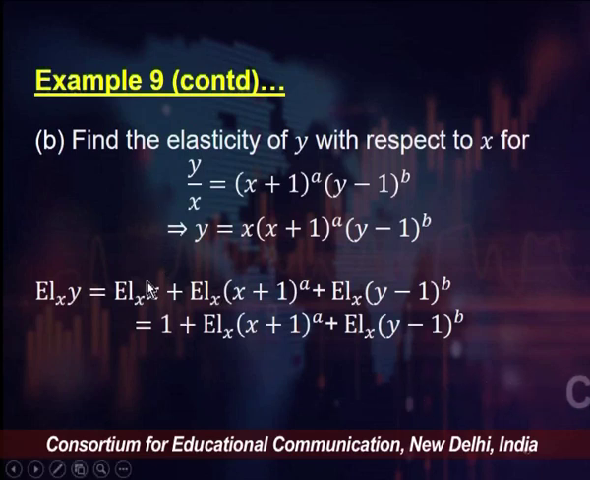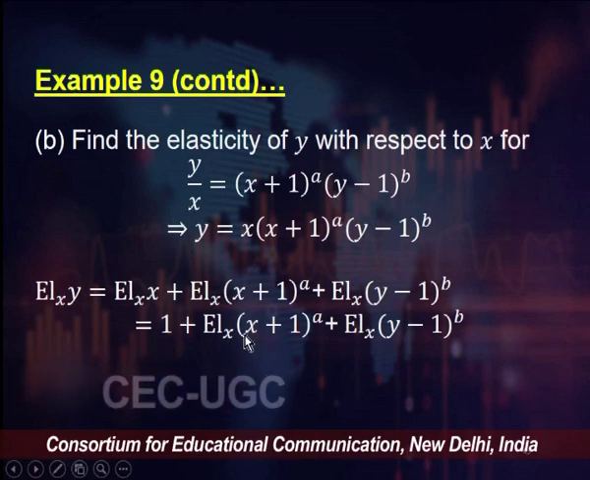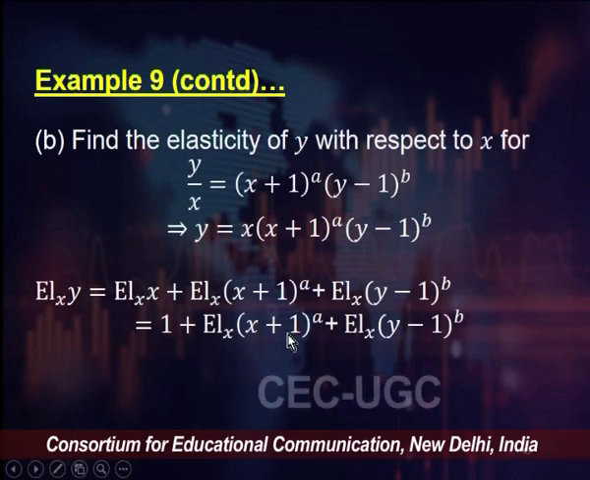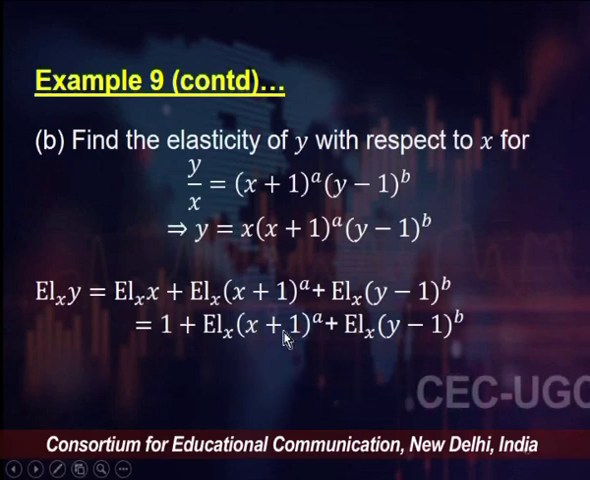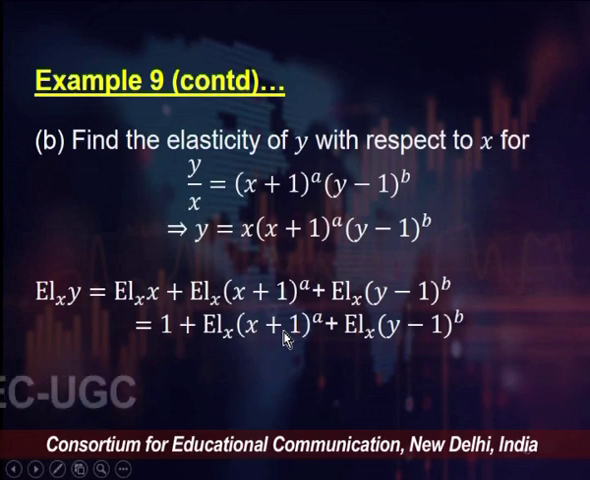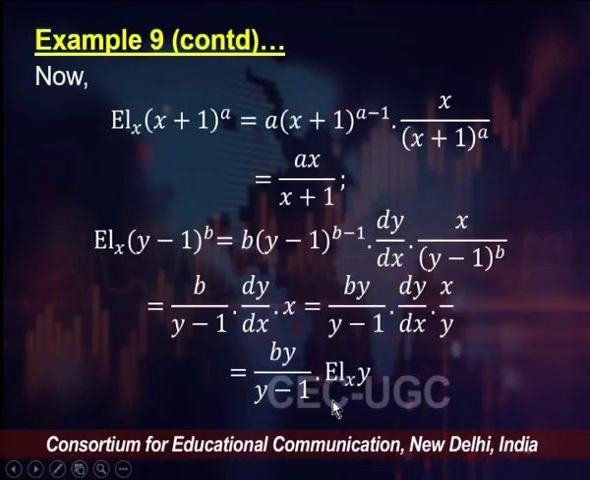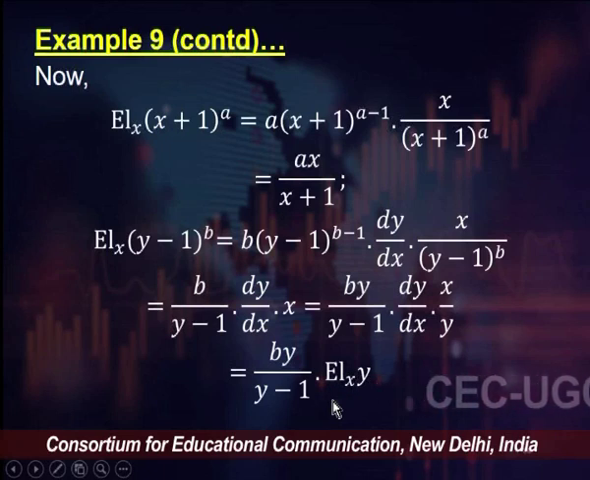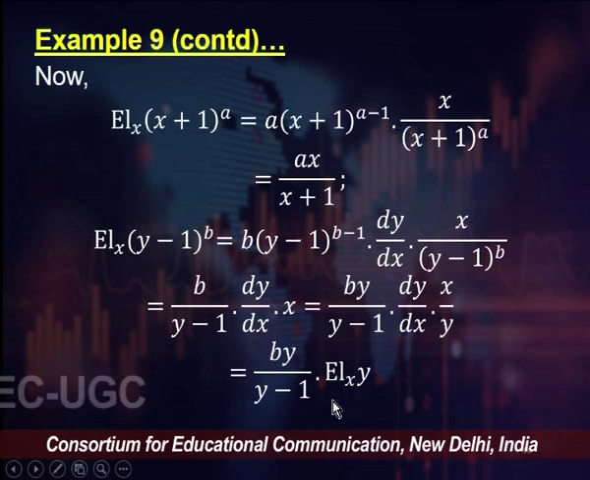Now, elasticity of x with respect to x is nothing but 1. So, that's going to be the first term, plus the elasticity of x plus 1 to the power a with respect to x, plus the elasticity of y minus 1 to the power b with respect to x. Now, note here that the elasticity of x plus 1 to the power a is the derivative of x plus 1 to the power a, which is a times x plus 1 to the power a minus 1, times x divided by x plus 1 to the power a.